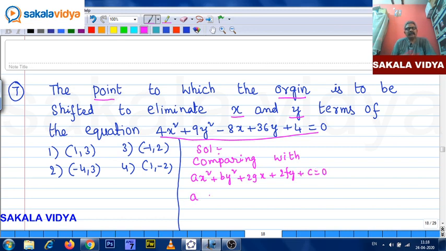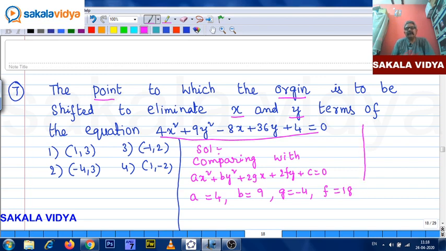Here a equals 4, b equals 9. Am I correct now? 2g is equal to minus 8, directly I will write g equals minus 4. 2f is equal to 36, f is equal to 18.